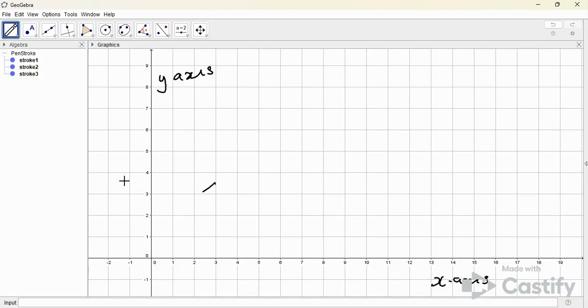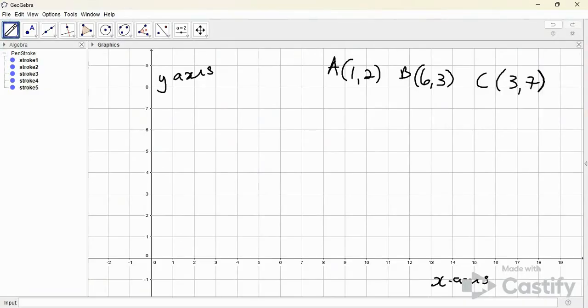Alright, so let's look at how I plot points on my graph sheet. I'm going to give you some points. A is (1, 2), B is (6, 3), and C is (3, 7). These are known as coordinate points, and they represent your x and y values. They come alphabetically, so it's x followed by y, x followed by y, x followed by y.